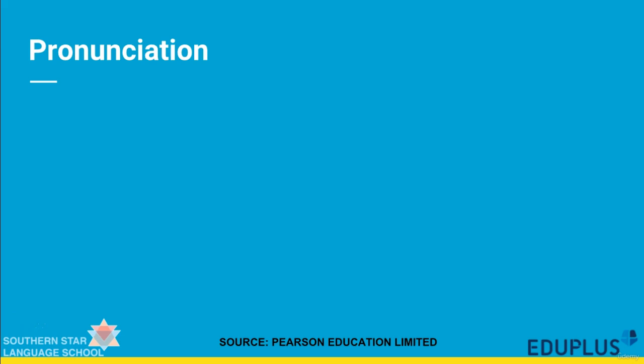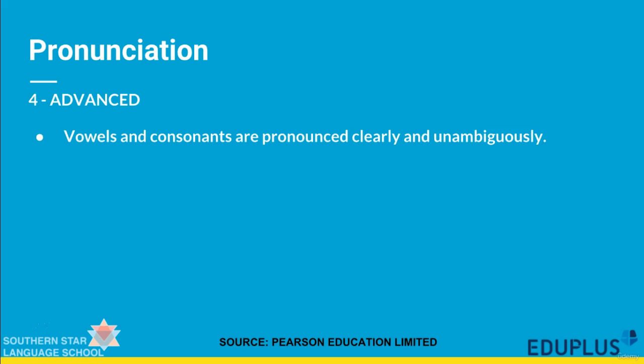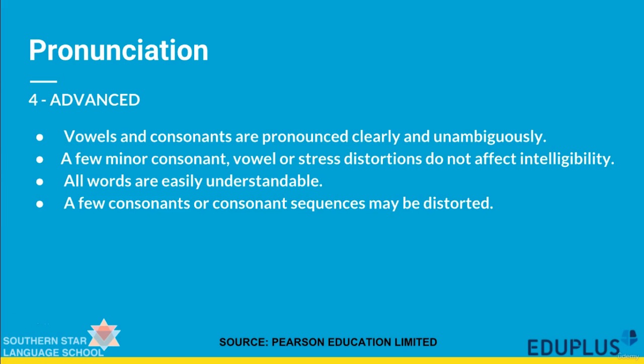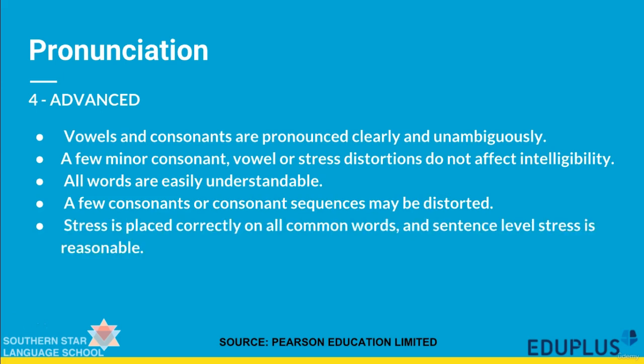A person will receive 4 points and be considered to have advanced pronunciation when vowels and consonants are pronounced clearly and unambiguously. A few minor consonant, vowel, or stress distortions do not affect intelligibility. All words are easily understandable. A few consonants or consonant sequences may be distorted. Stress is placed correctly on all common words, and sentence level stress is reasonable.